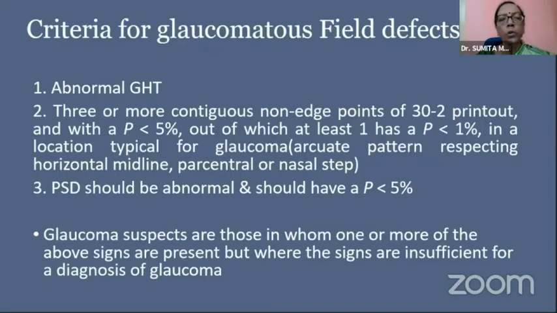Glaucoma suspects are those in whom one or more of the above signs are present, but where the signs are insufficient for a diagnosis of glaucoma. That means very early glaucoma, but they should be monitored to see the earliest change so that there will not be any permanent vision loss.